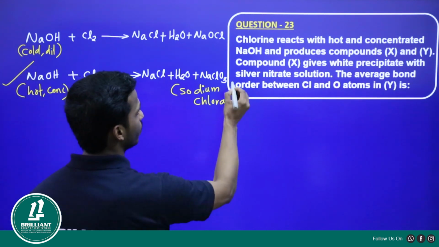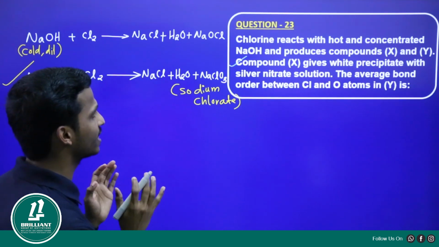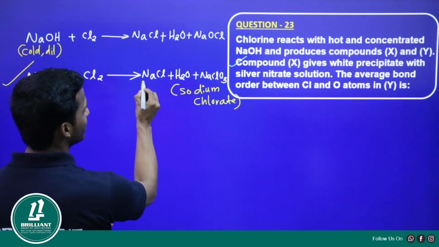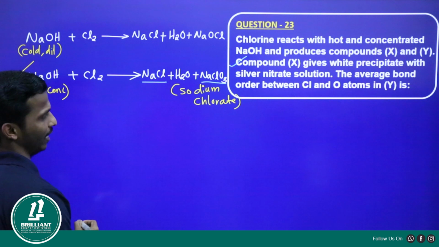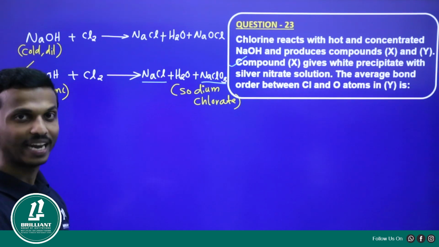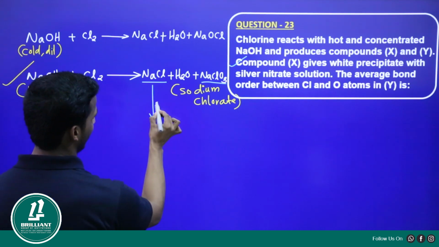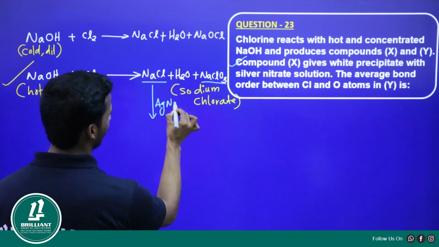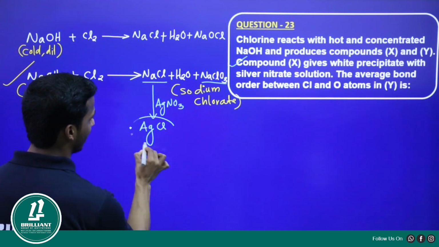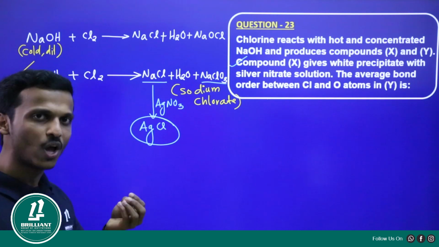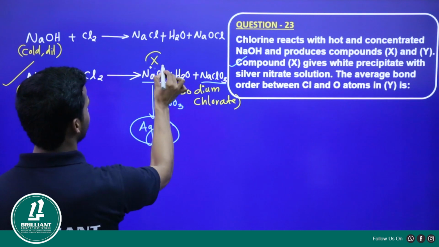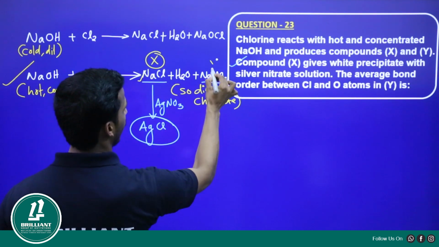Compound X gives white precipitate with silver nitrate. So student, what are we going to consider? NaCl or NaClO3, which will give a white precipitate when you treat it with silver nitrate? Definitely which one? NaCl, right? If you treat NaCl with AgNO3, it will give you the white precipitate AgCl. AgCl, silver chloride, is a white precipitate. So you can confirm that your compound X is NaCl, and the compound Y is this one.